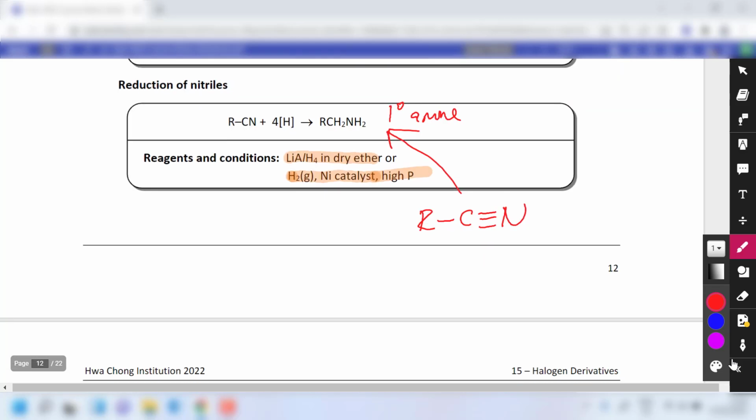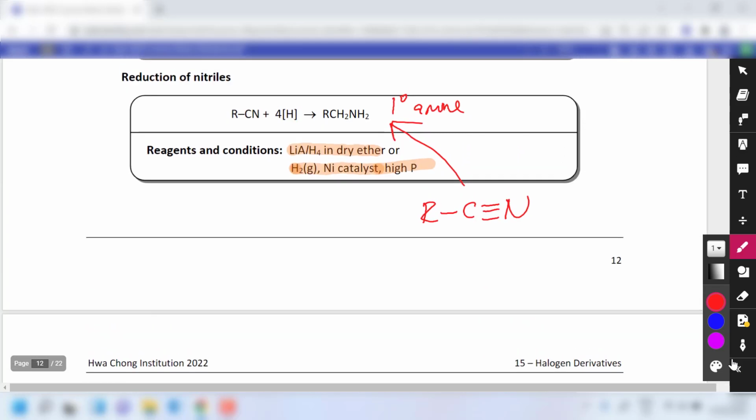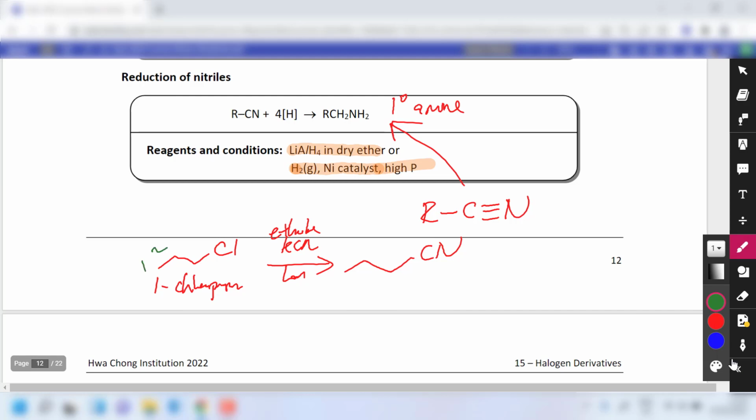So so far you have learned this important synthesis, so maybe I can just summarize it a little bit. You can start off with, again using the same example, say 1-chloropropane. From 1-chloropropane, we can subject it to ethanolic KCN, heat, and in the process the Cl will be substituted with CN. If you do a quick calculation, you realize that the number of carbon increases by 1.